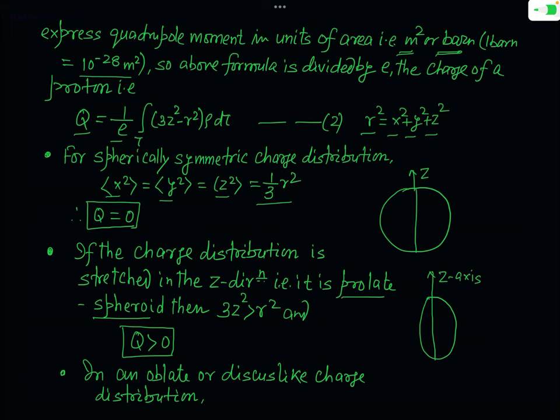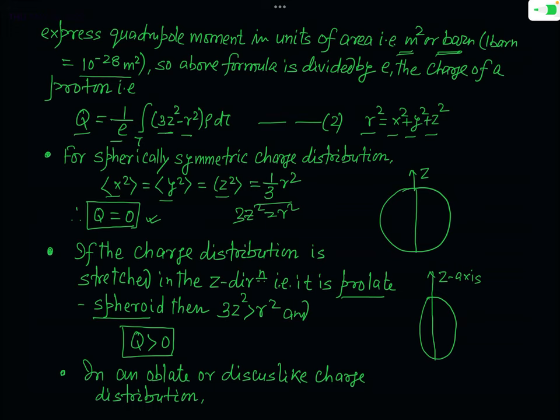If you put the mean value of z square in this equation, then 3 z square means 3 into 1 over 3 r square, which will be simply r square. So r square minus r square will be 0. It means the quadrupole moment is 0, as I told you earlier, that if the charge distribution of a nucleus is symmetric about this symmetry axis, that is the z axis, then the quadrupole moment of the nucleus is 0. So in a nutshell, you can say that the quadrupole moment of all spherical nuclei is 0.